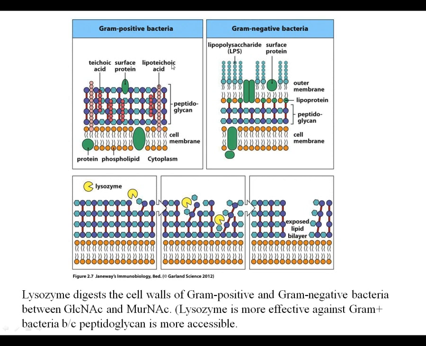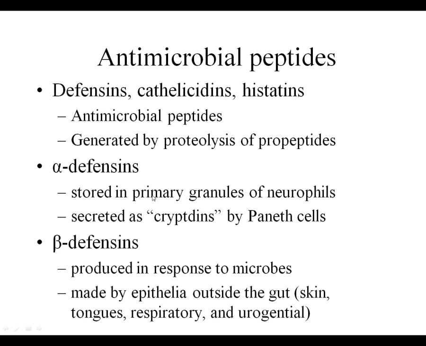So you see in these gram-positive, these components are readily available, so the lysozyme works very well. In gram-negative bacteria, they're somewhat protected by things like lipopolysaccharide, LPS, which we also refer to as endotoxin frequently. These layers protect the peptidoglycan, so it's harder for the lysozyme to work in this case.